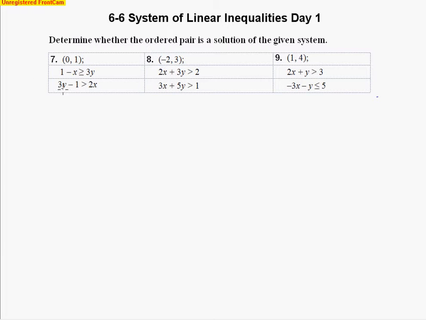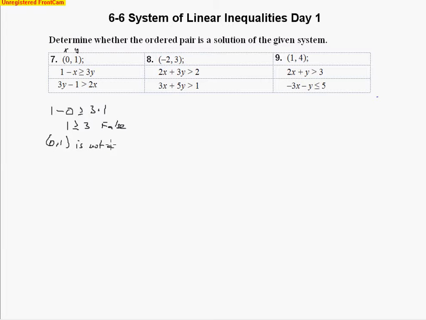So all I'm going to do is take this x value, which is 0, and the y value, which is 1, and substitute it into the two inequalities. So I've got 1 minus 0 is greater than or equal to 3 times 1, and I do that work, and it shows that 1 is greater than or equal to 3. And this is false.